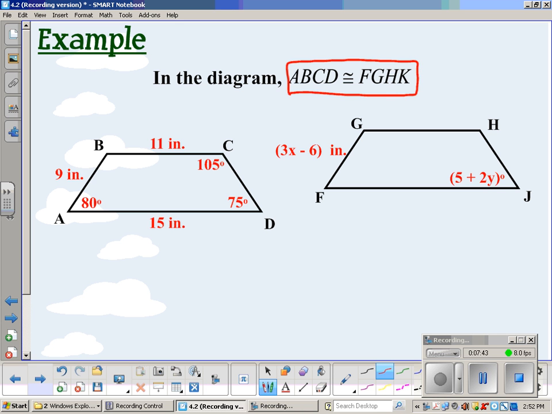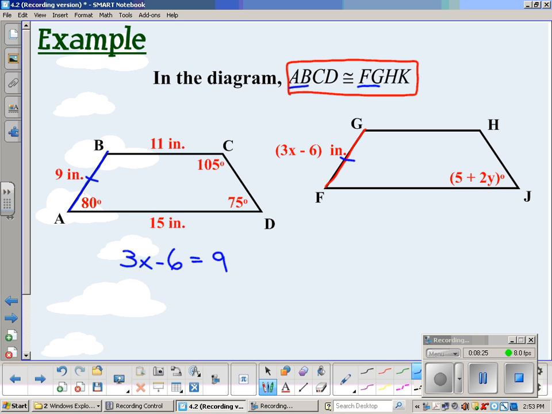I can see that 3x minus 6 inches is the length of side FG. So I'm going to go up to my congruent statement, and I see that FG is in the first 2 positions of my congruent statement. When I look at the other side, AB is also in the first 2 positions. So now I'm going to go down to the ABCD figure, find side AB, and I know that this side is congruent to FG in my other figure. Since they're congruent, I can set them equal. So my equation would read 3x minus 6 equals 9.